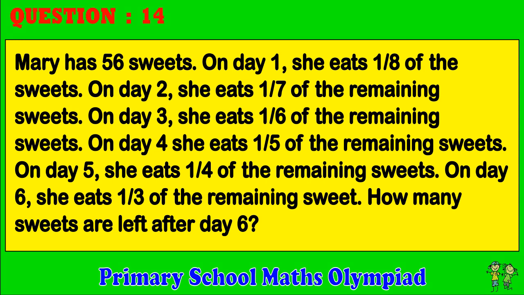Question 14. Mary has 56 sweets. On day 1, she eats 1/8 of the sweets. On day 2, she eats 1/7 of the remaining sweets. On day 3, she eats 1/6 of the remaining sweets. On day 4, she eats 1/5 of the remaining sweets. On day 5, she eats 1/4 of the remaining sweets. On day 6, she eats 1/3 of the remaining sweets. How many sweets are left after day 6?